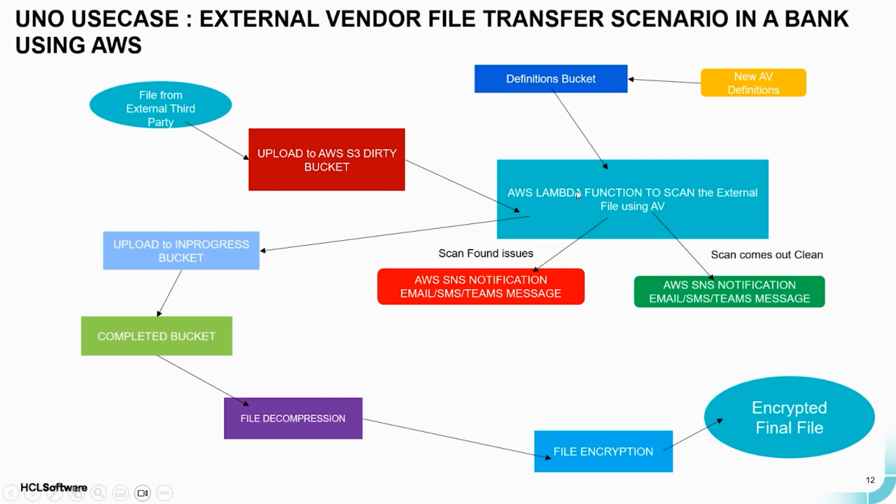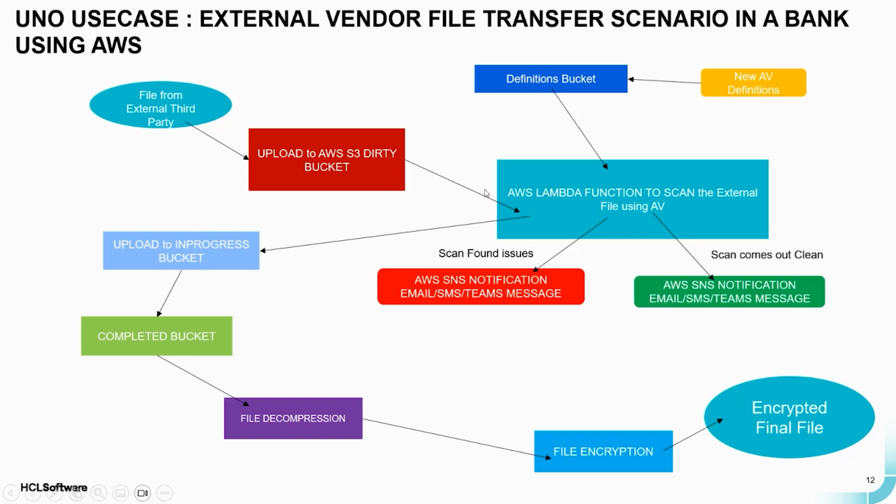And then we have another job which is going to call an AWS Lambda function, which is going to scan the external file using AV. And in case there are any issues found with the external file, then we're going to have an AWS SNS notification sent out via email, SMS, or Teams. And in case the scan comes out clean, we're going to have another AWS SNS notification sent out over email, SMS, or Teams, notifying that the scan was complete without any issues.